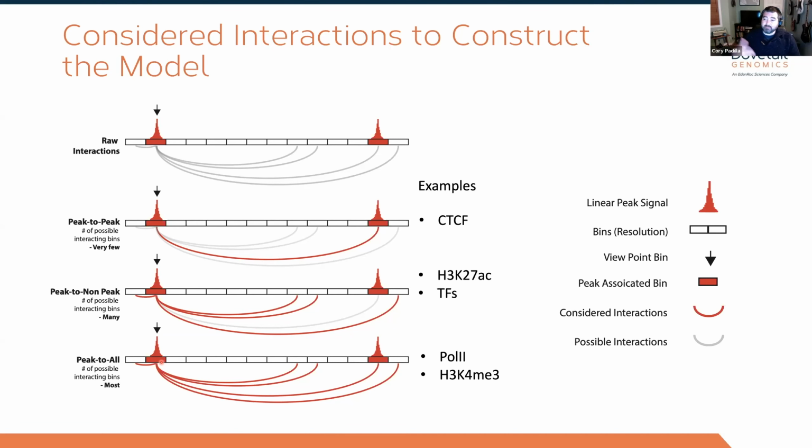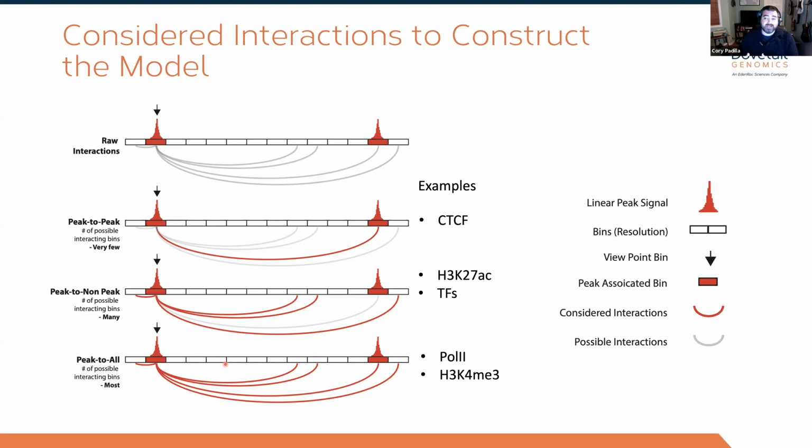There are some pluses and minuses to these approaches. When you do peak to peak, the number of interacting bins is quite small, so any signal that you have has a screaming high p-value because the number of interactions that you're considering is quite low. When you do peak to non-peak, the number of possible interacting bins goes up. Therefore, you need more read support to be able to say whether or not an interaction is significant from that modeled curve. If you go peak to all, which is something that you would do for something like H3K4 trimethyl, it's the most possible bins that you could consider when doing HiChIP data.